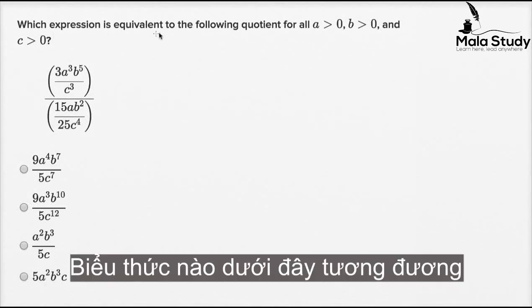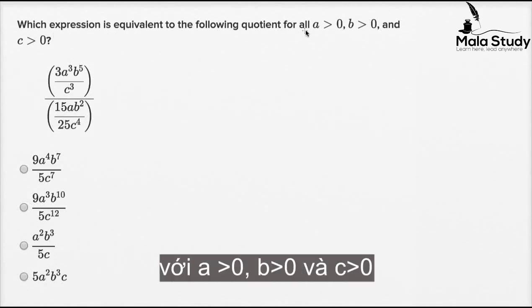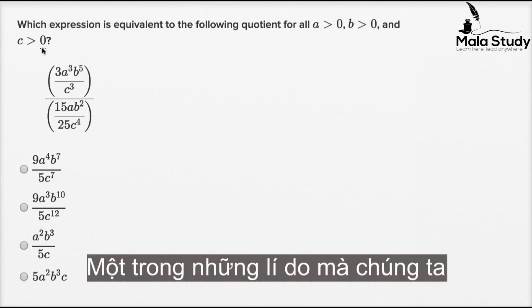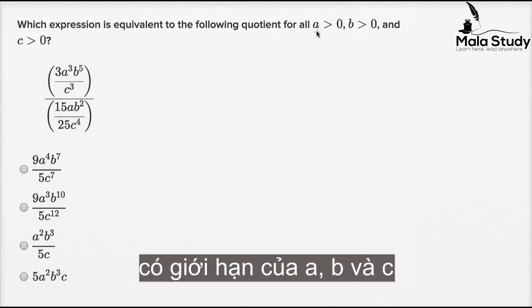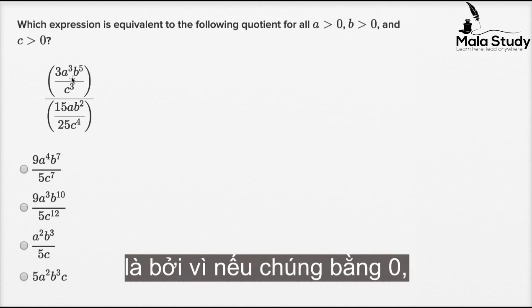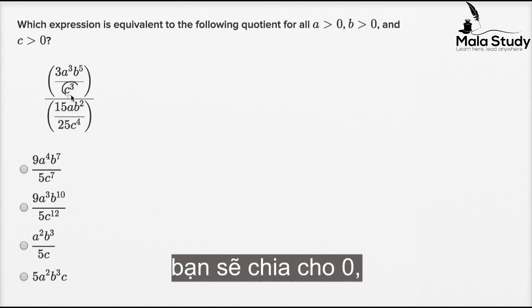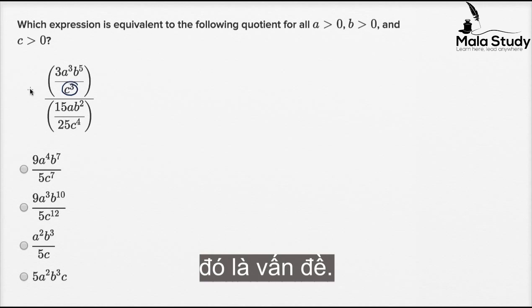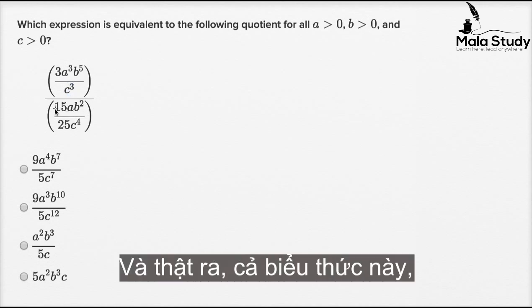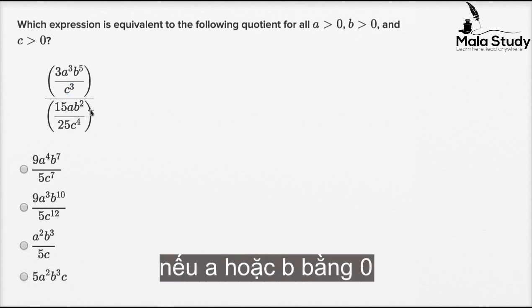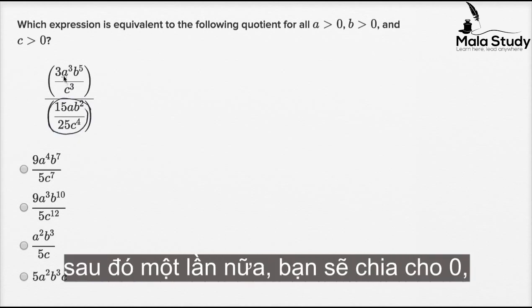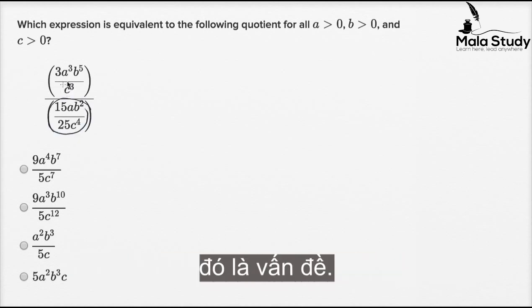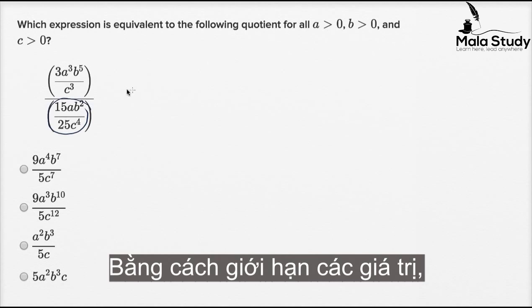Which expression is equivalent to the following quotient for all a greater than 0, b greater than 0, and c greater than 0? One of the reasons they had to restrict a, b, and c is that if they actually equaled 0, you would be dividing by 0, which would be an issue. Actually, if a or b were 0, this whole expression would be 0, and then once again you'd be dividing by 0. So by constraining it, they're avoiding that problem.